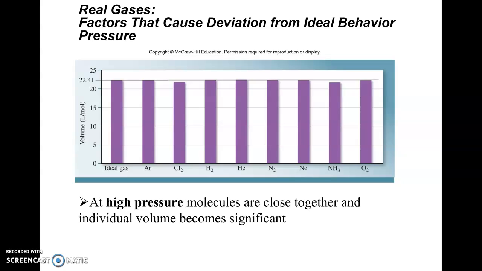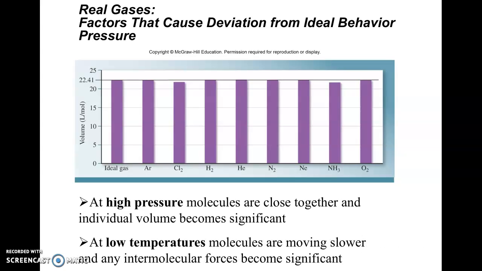The reason for this is that at high pressures, molecules are actually close together and the individual volume of each molecule starts to become significant. And at low pressure or low temperatures, the molecules are moving slower and therefore any intermolecular forces become more significant. So when we want to apply the ideal gas law, the best condition is low pressure and high temperature.